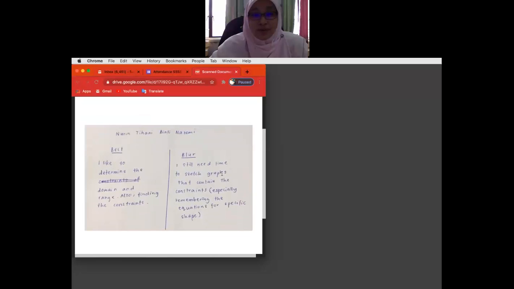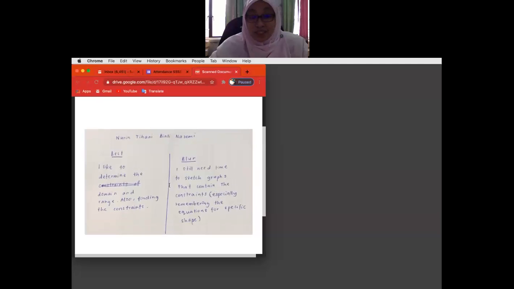Okay, so this is from Nurin Tihani. Hopefully Nurin, you don't mind that I share your comment. The best part, meaning that she fully understands: I like to determine the domain and the range, also finding the constraint. And the blur part: I still need time to sketch graph that contain the constraint. So you mean sketching the domain, right?